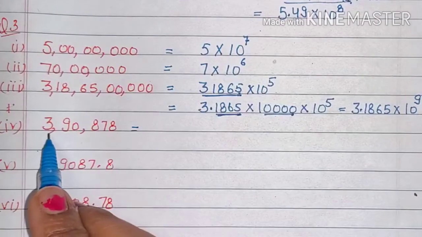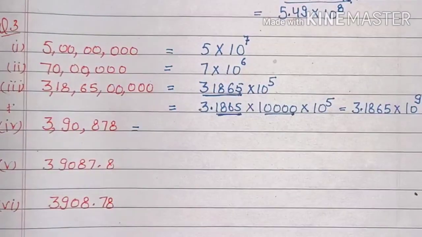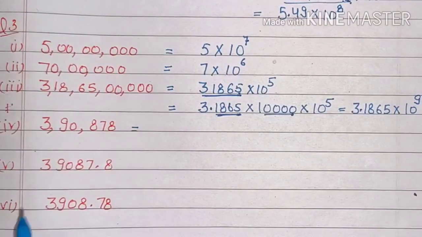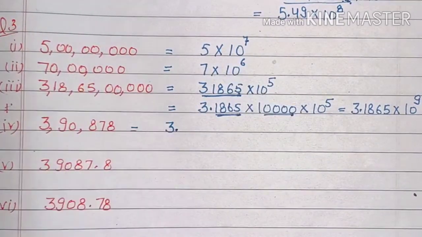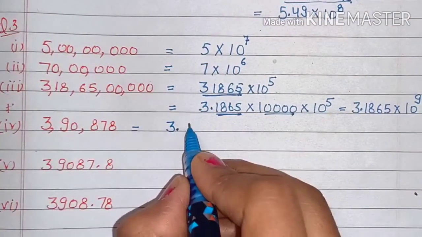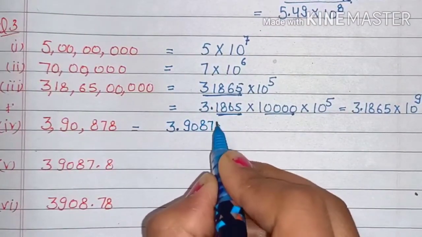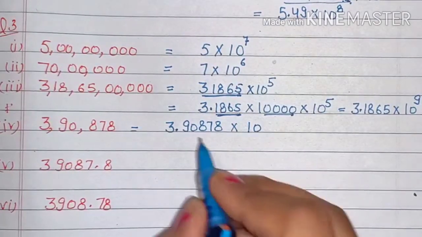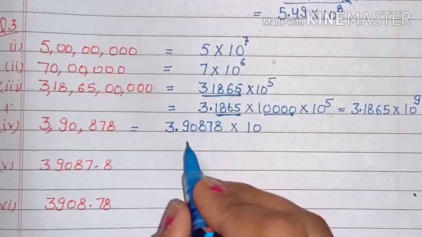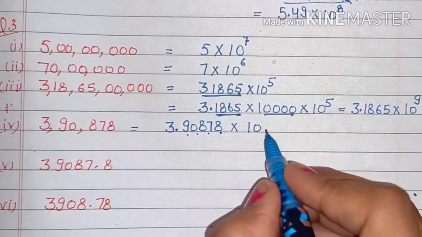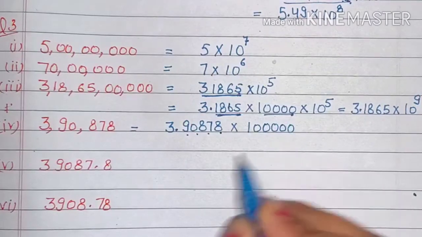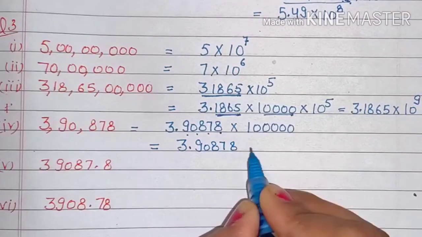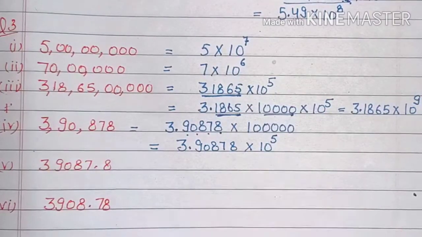Now same as here, 3,90,878. Here no zeros are given, but we need to write this in the standard form. For that we will use decimal. The decimal will come after 3. Only then it can be less than 10. If we are putting the decimal here and 5 digits are behind, we need to multiply also by 5 zeros. So it will be 3.90878 into 10 raised to power 5.